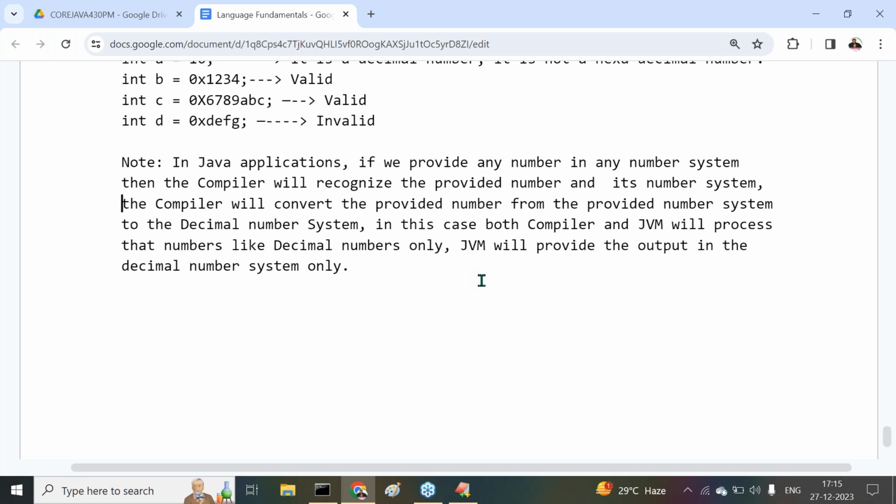JVM will provide the output in the decimal number system only. That entire processing and output and everything we are able to get in which number system here? Decimal number system only. Now this is exactly the point we have to understand clearly.